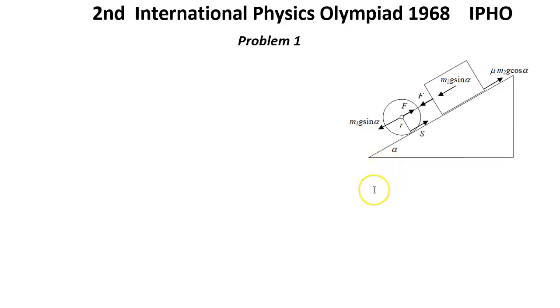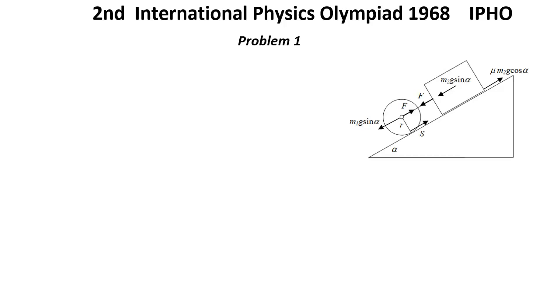So in this diagram we have forces acting on this cylinder and the block. If the cord is stressed, the cylinder and the block are moving with the same acceleration a. Let F be the tension in the cord, S the frictional force between the cylinder and the inclined plane. The angular acceleration of the cylinder is a over r, because there is no sliding.